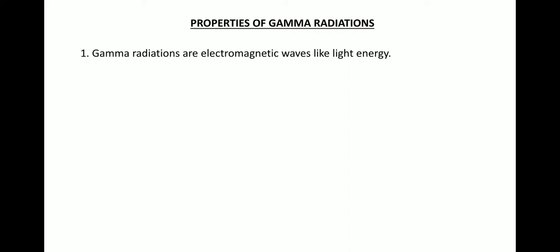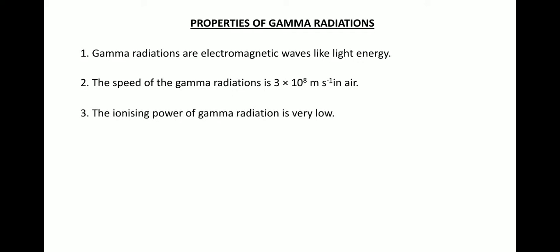Next, we have properties of gamma radiations. Gamma radiations are electromagnetic waves like light energy. So these are not particles, that's why we are not saying gamma particles. They are radiations, so we call them gamma radiations or gamma waves. These are electromagnetic waves just like light energy. Thus the speed of gamma radiations is equal to the speed of light, that is 3 into 10 to the power 8 meters per second in air.